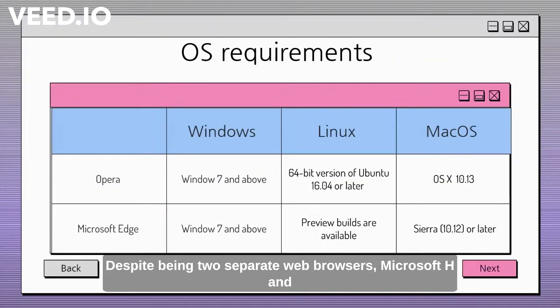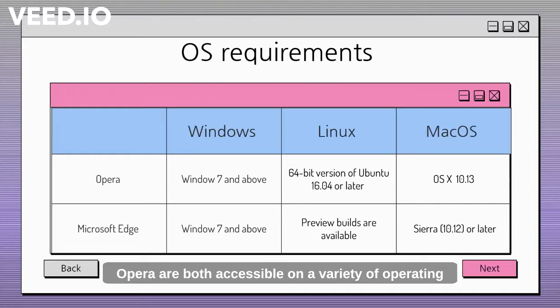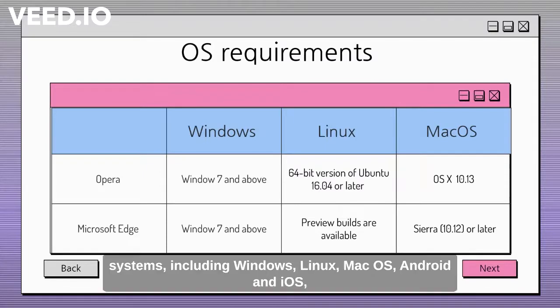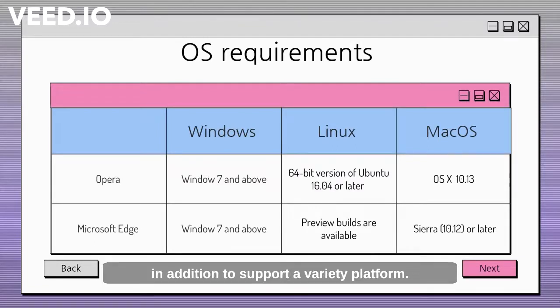Despite being two separate web browsers, Microsoft Edge and Opera are both accessible on a variety of operating systems, including Windows, Linux, Mac OS, Android, and iOS. In addition, they support a variety of platforms. For instance, Opera has its own mobile versions called Opera Mini and Opera Mobile. On the other hand, Microsoft Edge supports additional platforms like Xbox One and Xbox Series.